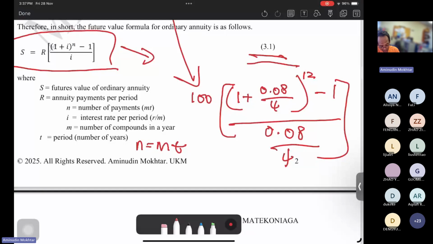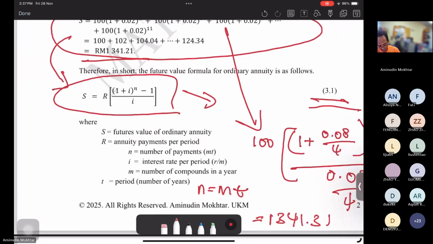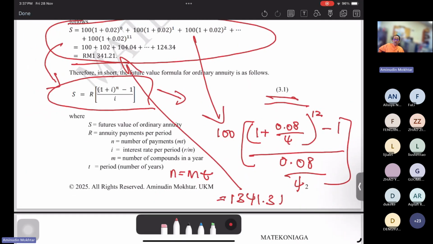You will get the same answer, 1,341.31. I hope you can try to calculate this formula. Please use your scientific calculator. Make sure you get this number. That's what we call the future value of anything.